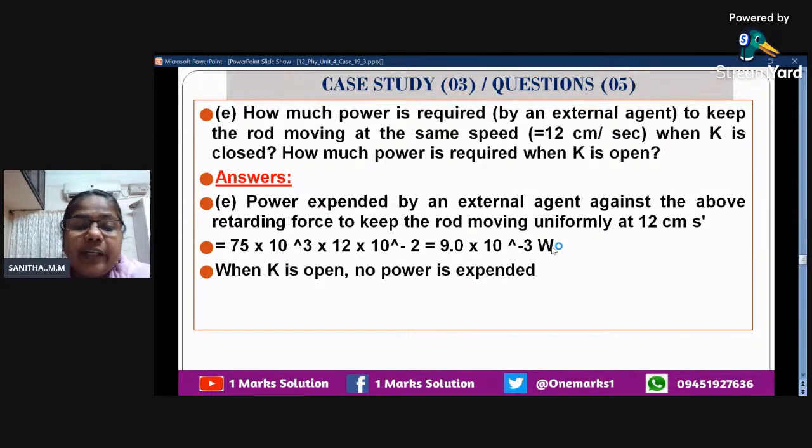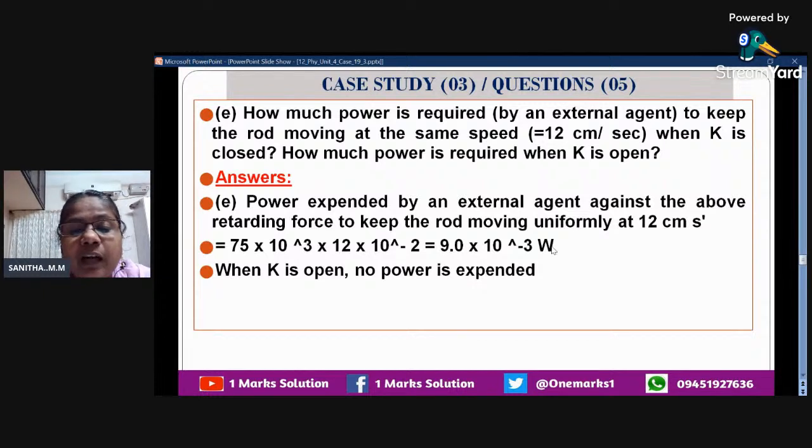How much power is required by an external agent to keep the rod moving at the same speed? Speed is 12 centimeter per second, when K is closed. What is the equation for the power? Power is equal to F into V, force into velocity. That we have studied. So the power expended by an external agent against the above retarding force to keep the rod moving uniformly at 12 centimeter per second, first you apply force into velocity.